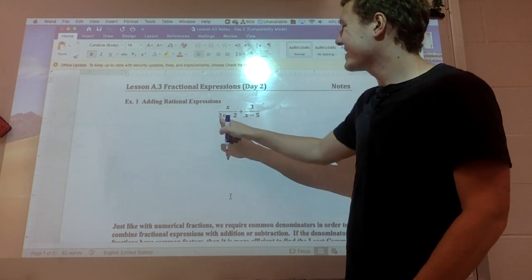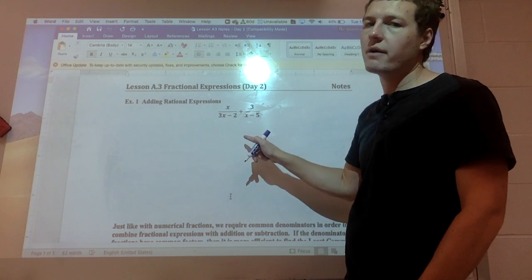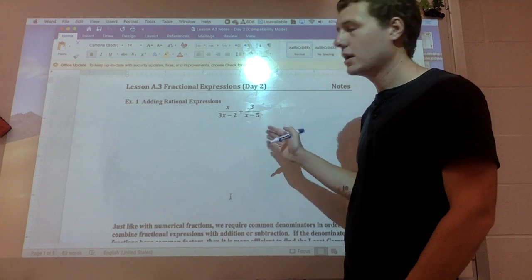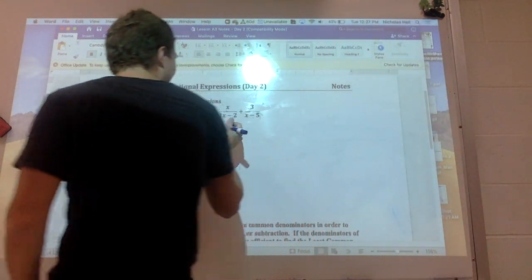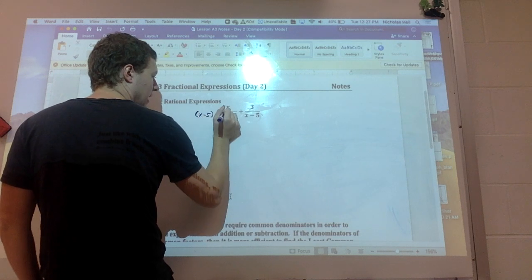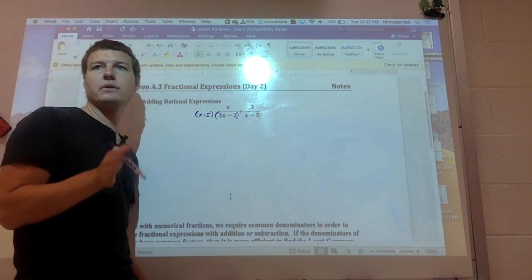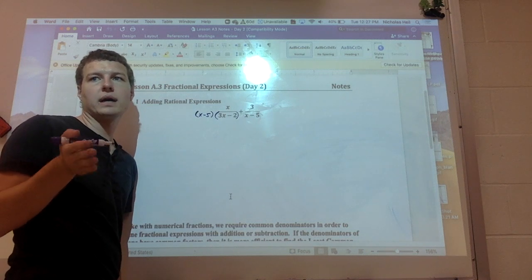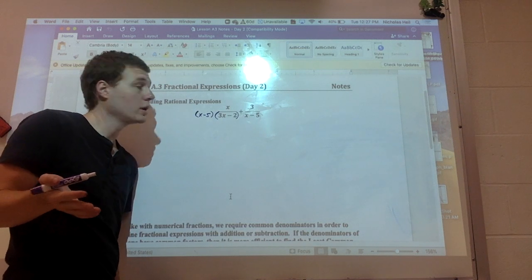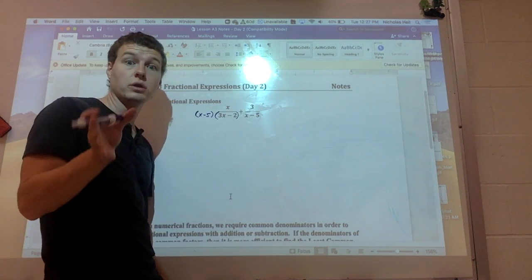So what's that going to look like? This has a 3x minus 2. How do I make it an x minus 5? You don't make it. Multiply by it. So I'm going to multiply this denominator by x minus 5, the whole thing. However, I'm not allowed to change the value. I need to change the look of it.